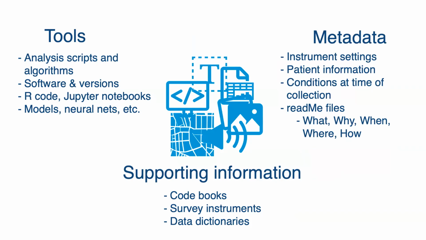It includes the metadata, and that is, of course, any information about that data above and beyond the data itself. So it could be instrument settings, it could be patient information, which we know has to be protected. It could be conditions at the time of collection. And any of that documentation around it. And then there's also the other supporting information associated with it. So when we say survey instruments, we're talking about the surveys themselves, right? Those types of things. It could be data dictionaries, it could be code books.